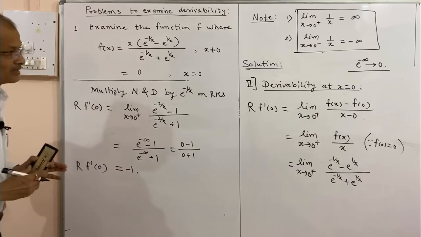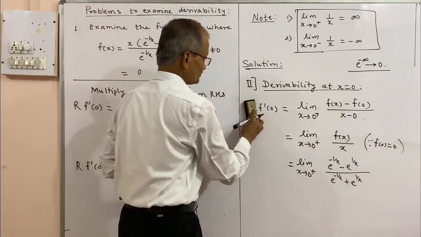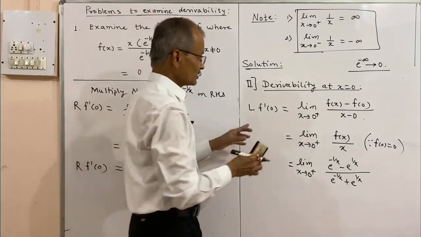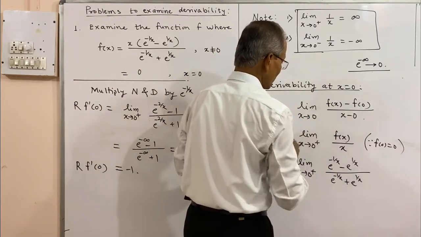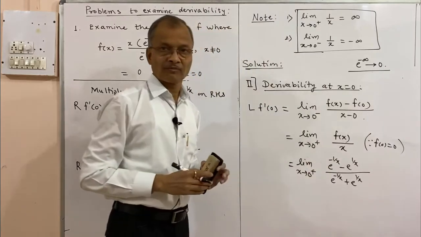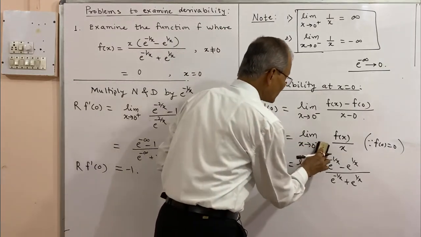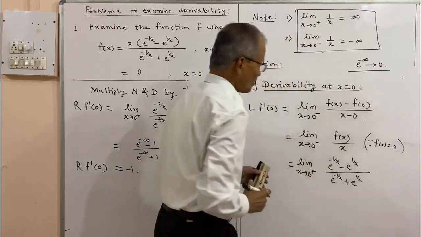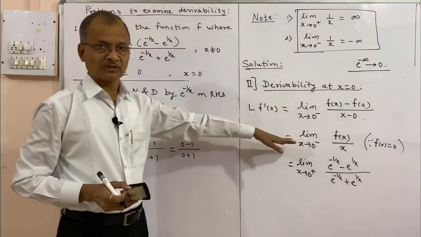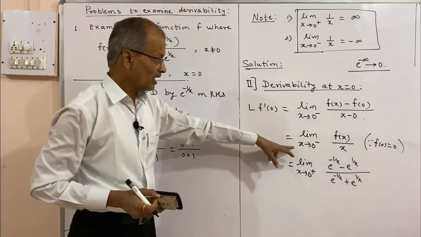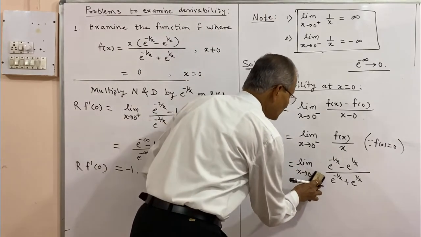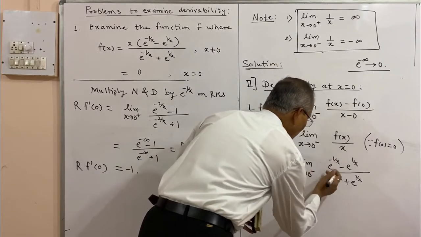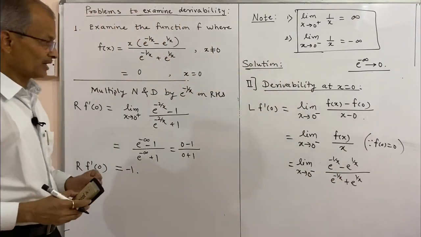Now what remains is L f dash 0, the left hand derivative, and the only change is x tends to 0 from left. It is the same definition, only the limit approach is changed for the left hand derivative, and this is again limit x tends to 0 from left, e raised to minus 1 by x, etc.